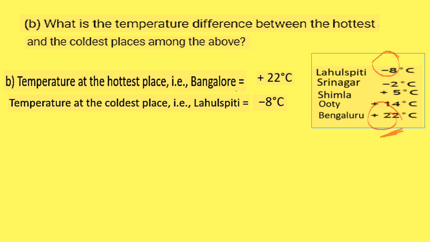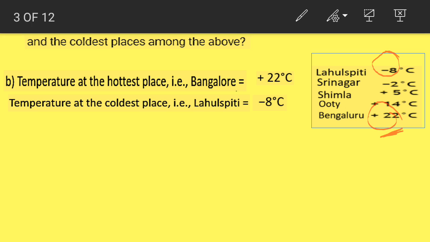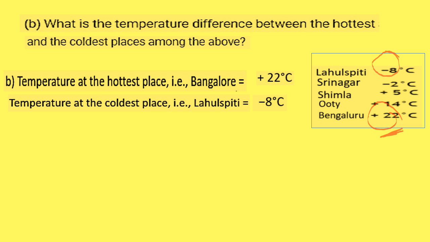Now look at the question. What is the temperature difference between? Here we have to find the temperature difference between the hottest and the coldest. So what you have to do is subtract the smaller value from the larger one. So for finding difference, check here, one is positive value and one is negative value. So from this we can easily find that positive value is always greater than the negative value. So I will write first positive, then for difference I will put minus symbol, and then the other value.